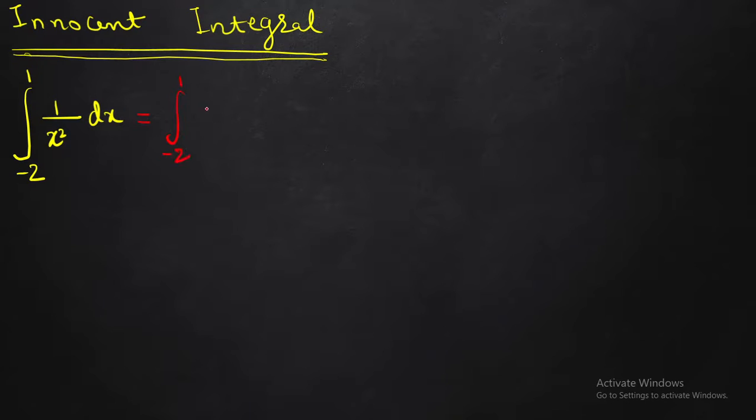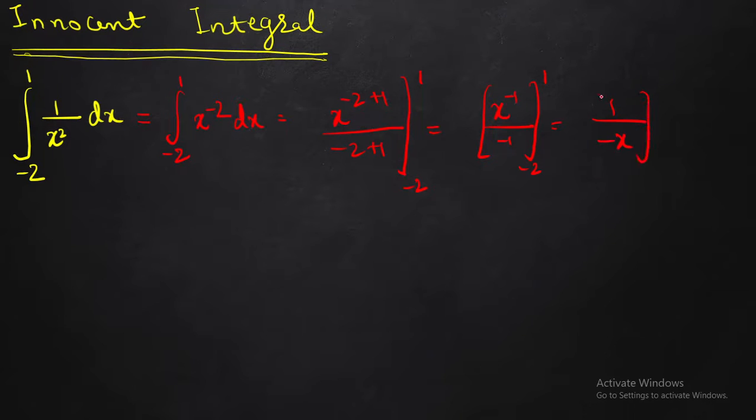-2 to 1 x raised to the power -2 dx, and after integration it is x raised to the power -2 plus 1 by -2 plus 1 and the limit of integration, that is -2 to 1. So this can further be simplified into x raised to the power -1 by -1 and the limit of integration, that is -2 to 1. So this can further be written as 1 by negative of x with the limit of integration -2 to 1.